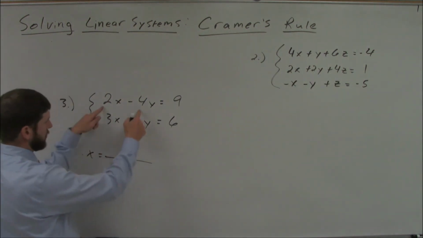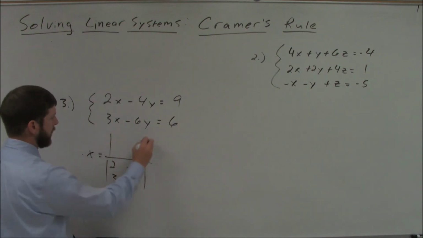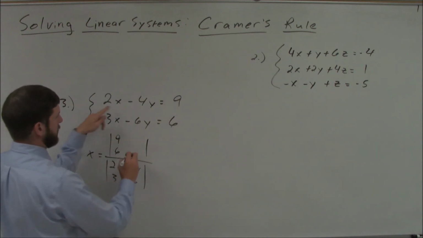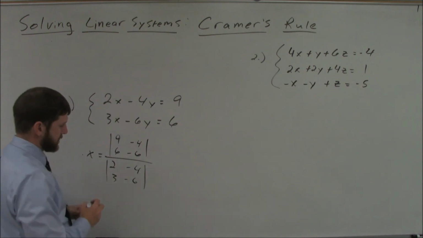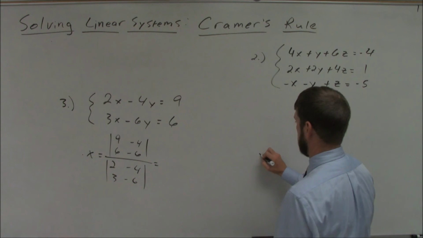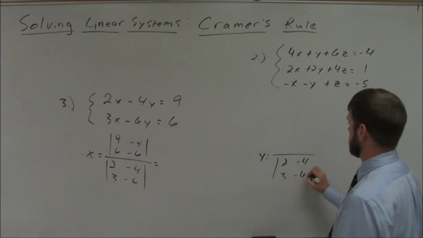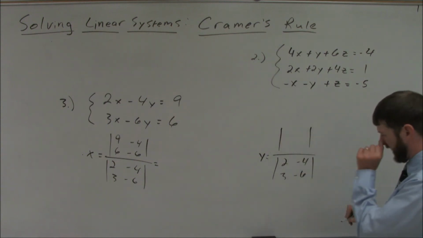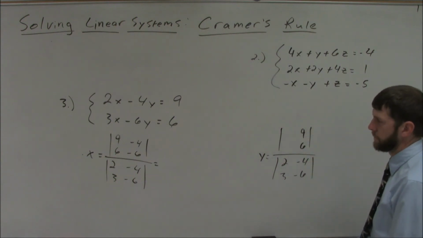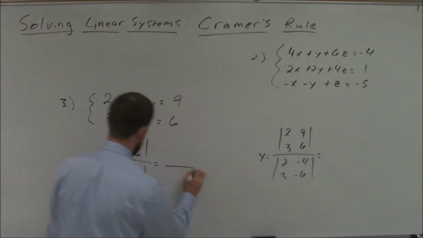x equals the determinant over 2, negative 4, 3, negative 6. Solve for x, so replace x: 9, 6 in the x column, and negative 4, negative 6 stays in the y column. For y, we know we're going to get 2, negative 4, 3, negative 6 in the denominator. We're solving for y, so we replace y: 9, 6 in the y column, and the x's stay the same. Go through and do our quick determinants.